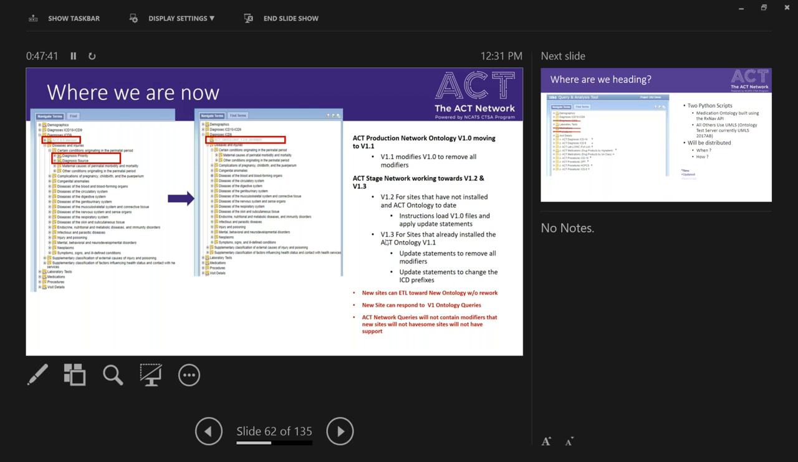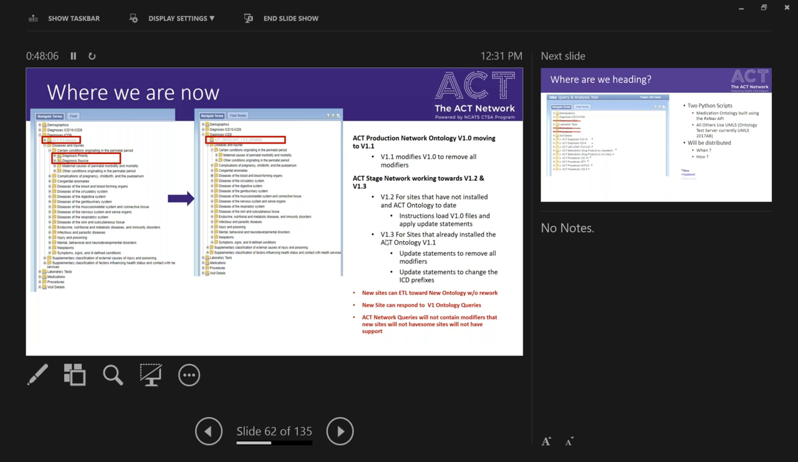Say it again. An active med? Inactive meds. So in the new ontology, which I'll show you in a couple of slides, I have tried to take care of the inactive meds and add the NDCs. So you'll see it in a couple of slides.